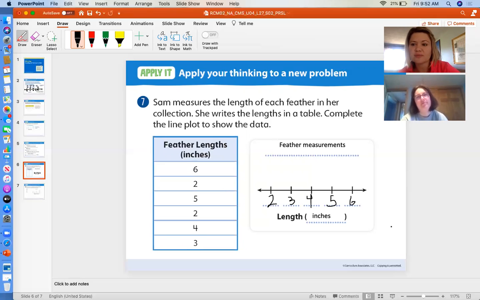But sometimes you'll have to make your own, and so you have to figure out what the biggest number is and what numbers would go between the smallest and the biggest. Okay, so now we're gonna organize that data.